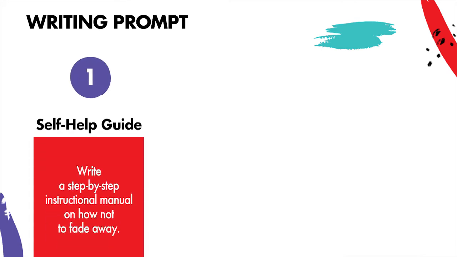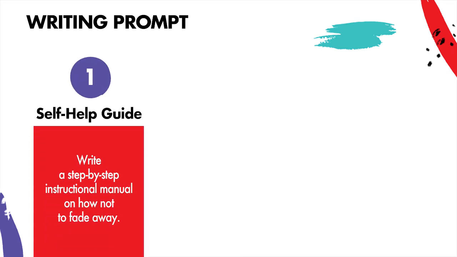There are 3 writing prompts. The first one is 1. Write an instructional manual on how not to fade away. What does fading away look like to you? How do you want to prevent fading away?